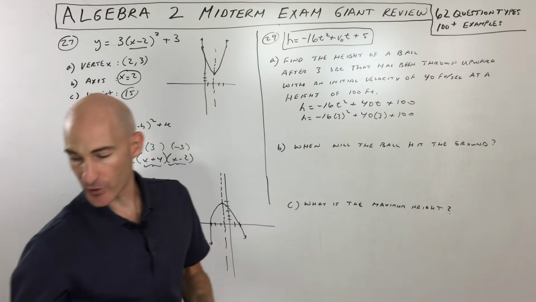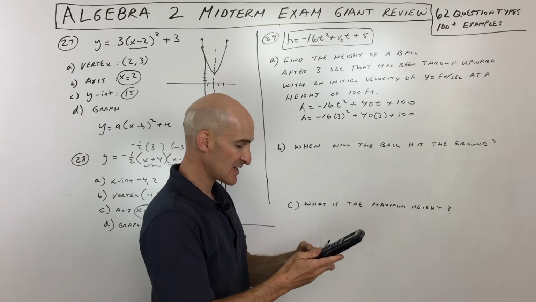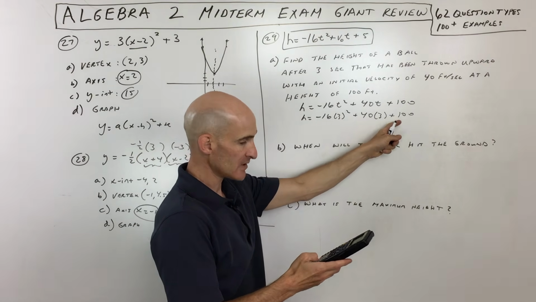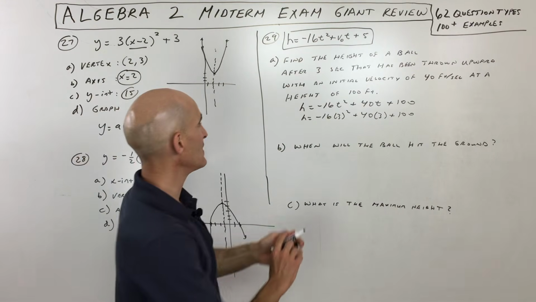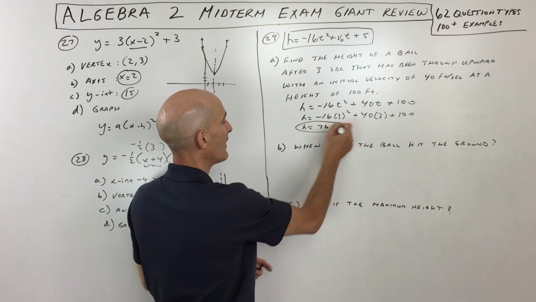Okay, so let me go to the calculator really quick, see if we can simplify this. So 3 squared is 9, times negative 16 is negative 144, right? Plus 40 times 3 is 120, plus 100 means that it's going to be at a height of 76 feet after 3 seconds. Okay, and you can check my math on that.